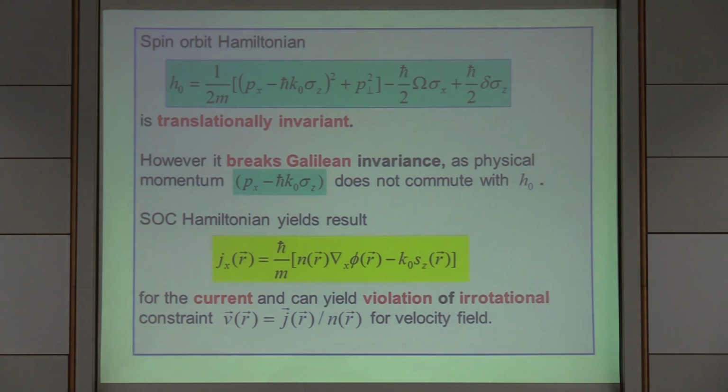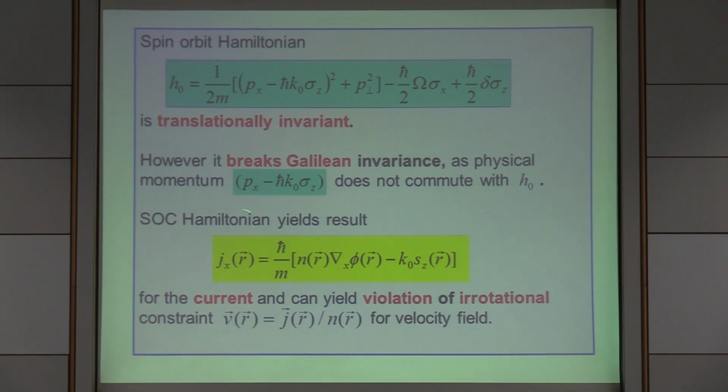And so this means that the physics discussed by this Hamiltonian, if you work in the lab frame where the system is moving, or you work in the frame moving with opposite velocity with respect to the system, these physics are different. For example, Landau criterion for the critical velocity are different, and so there are typical features which are caused by the breaking of Galilean invariance.